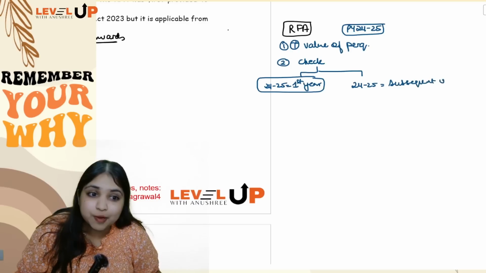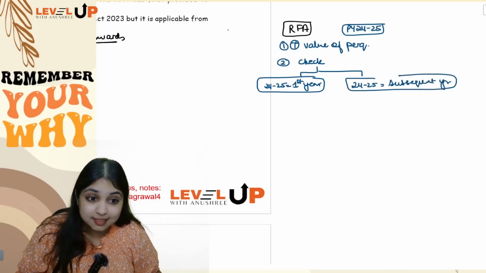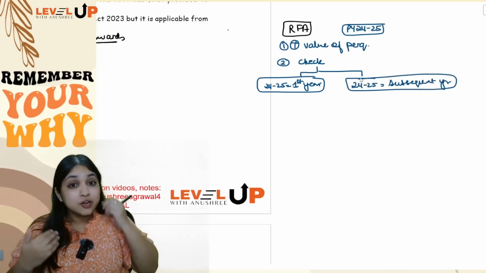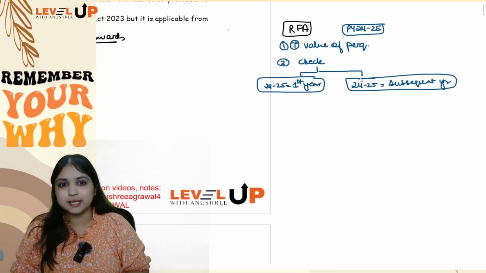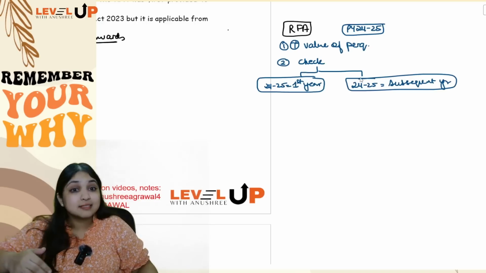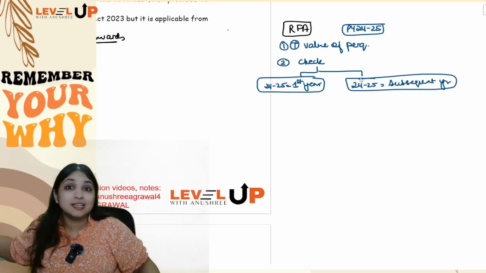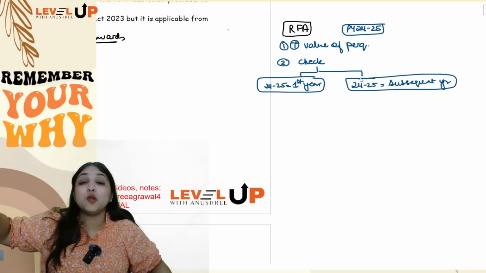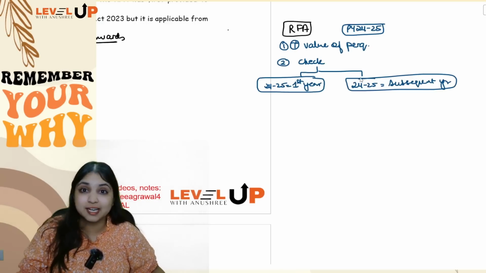There are only two possibilities. Either in the current year this house is being given to the employee for the first time, or the current year may be a subsequent year. Subsequent year means this house was given to the employee earlier also. Same house, the employee is continuing even in the current year.